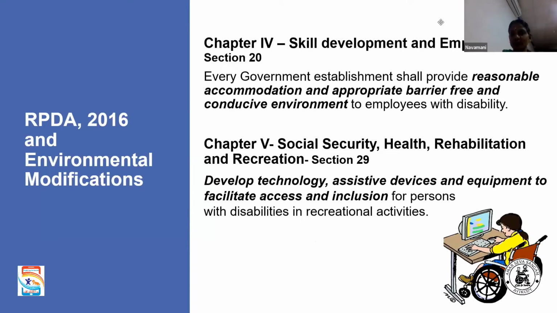Chapter 4 talks about skill development and employment, which is mostly for adults, but we may know about this. Every government establishment shall provide reasonable accommodations and an appropriate barrier-free and conducive environment to employees with disabilities. Chapter 5 talks about social security, health, rehabilitation, and recreation. Section 29 talks about developing technology, assistive devices, and equipment to facilitate access and inclusion for persons with disabilities in recreational activities.